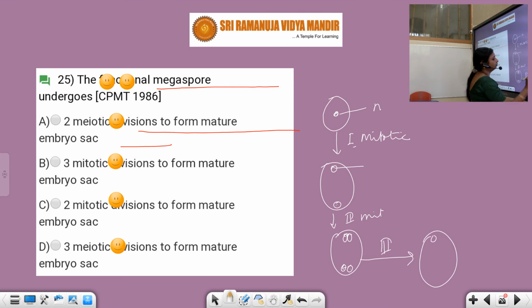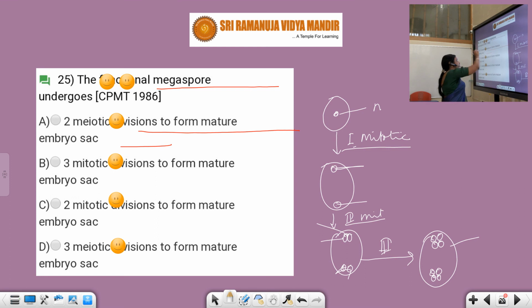How many? 4 towards the upper and 4 towards the lower side are formed. That means it reached the 8 nucleate stage. I told you that day when I was explaining that actually it is not 3 mitotic divisions; here also one, here again, all these are dividing mitotically. But in the book it is written, so you have to learn by heart that after 3 mitotic divisions, a functional megaspore forms a mature embryo sac.